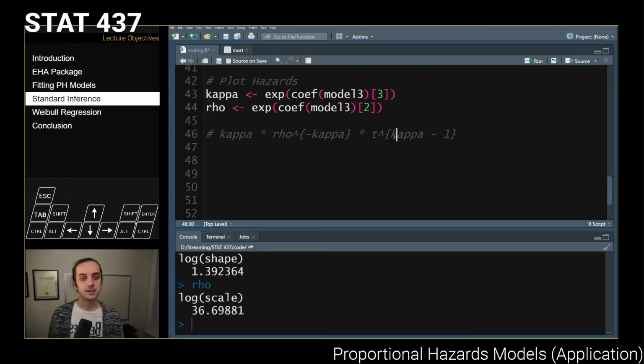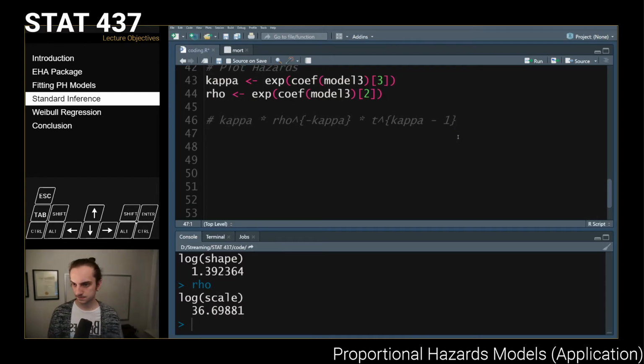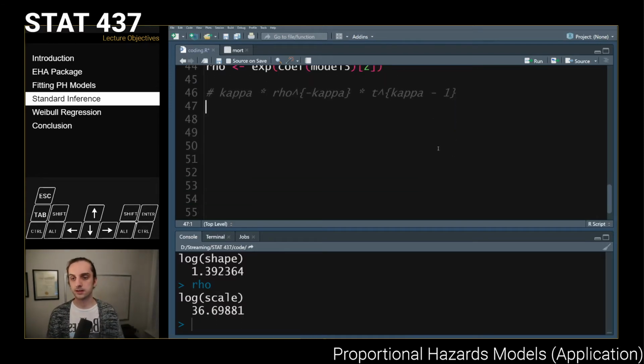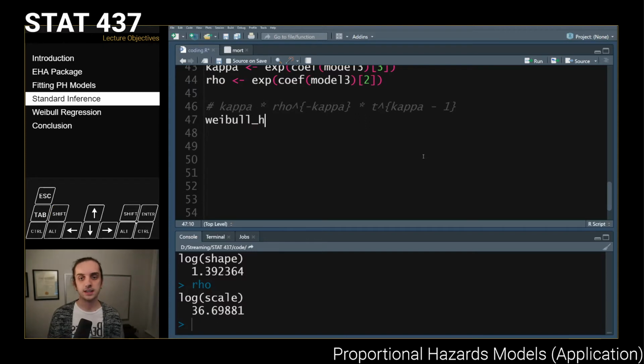And so because of that, you can see that if kappa here is larger than 1, then we're going to be increasing with respect to time. As time increases, so too will the hazard. And if kappa is less than 1, then we'll end up with 1 over t, and it will be inversely proportional. So in our case, we see kappa is about 1.4, and so we should expect our hazard to be increasing over time. Okay, and so what I'll do here is very quickly define a function that gives us the Weibull hazard. It'll be a function that takes in kappa, rho, as well as some time here.